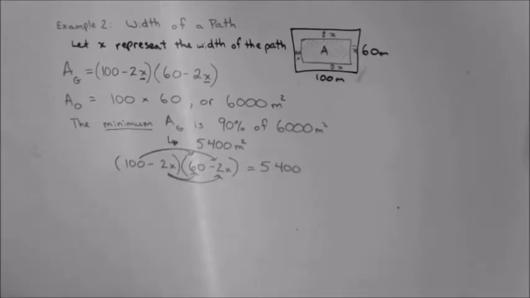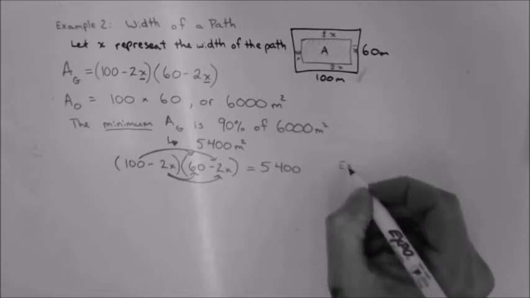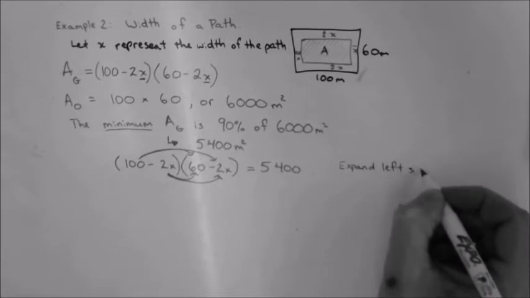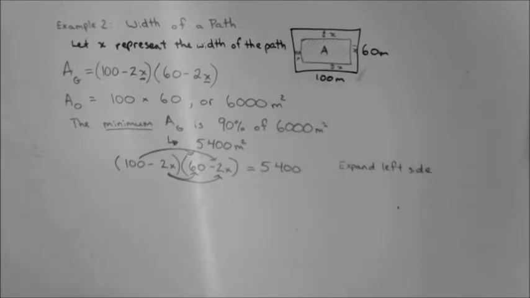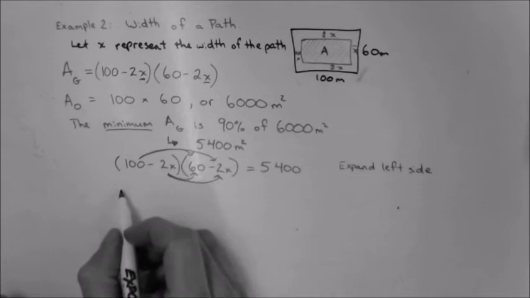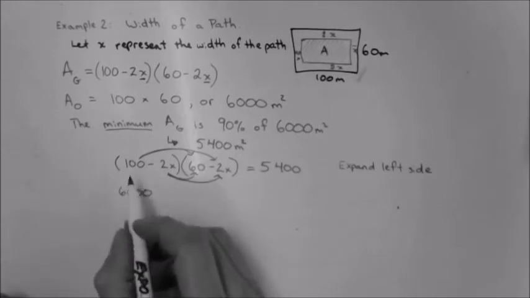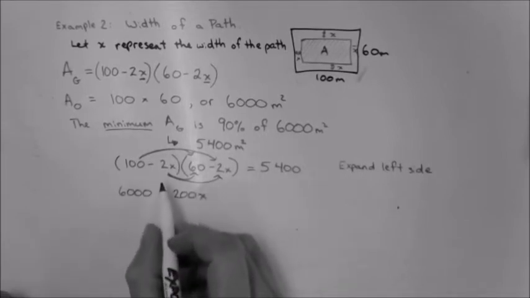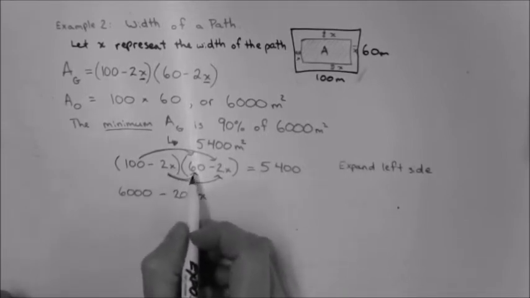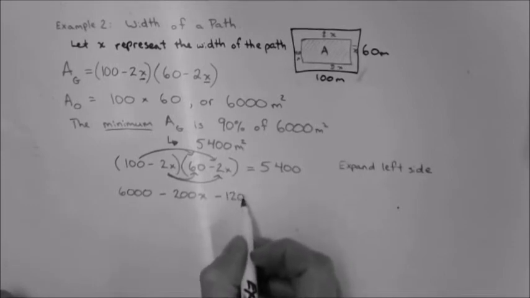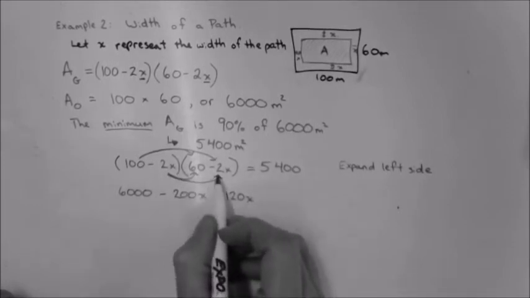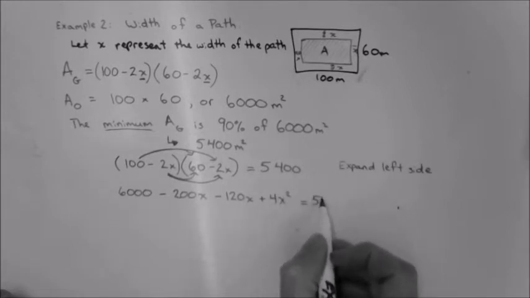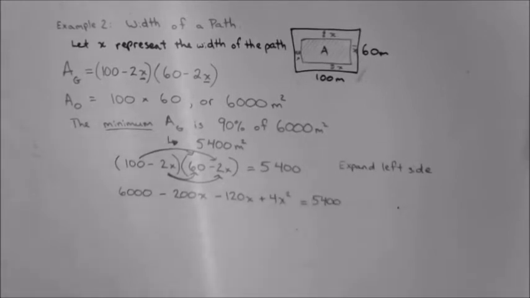Okay? So if we're taking that note, we're saying expand left side. So 100 times 60, 6,000. 100 times negative 2x, negative 200x. Inside times inside, negative 2x times 60 is negative 120x. Negative 2x times negative 2x is positive 4x squared. On the right side, I still have 5,400.